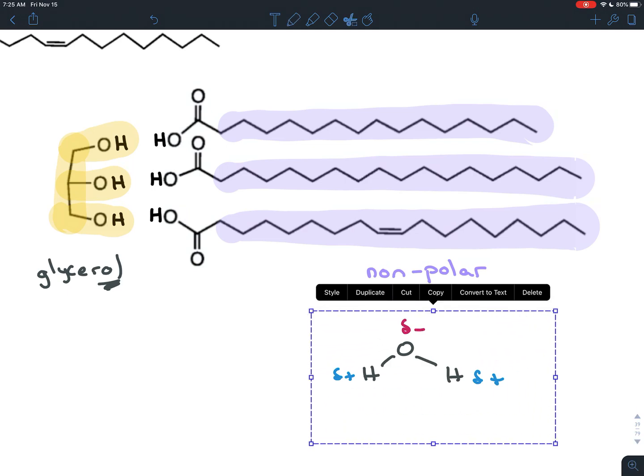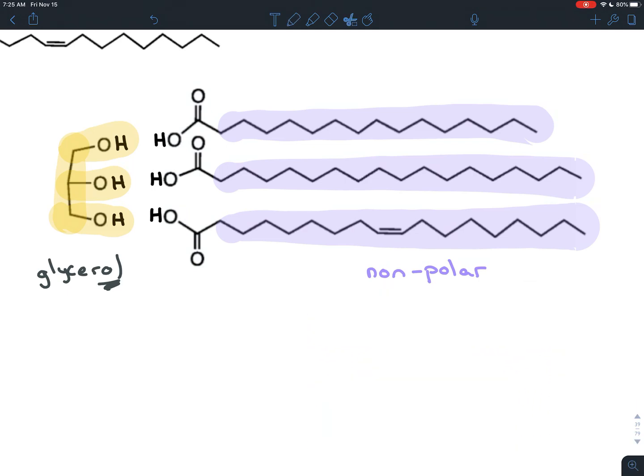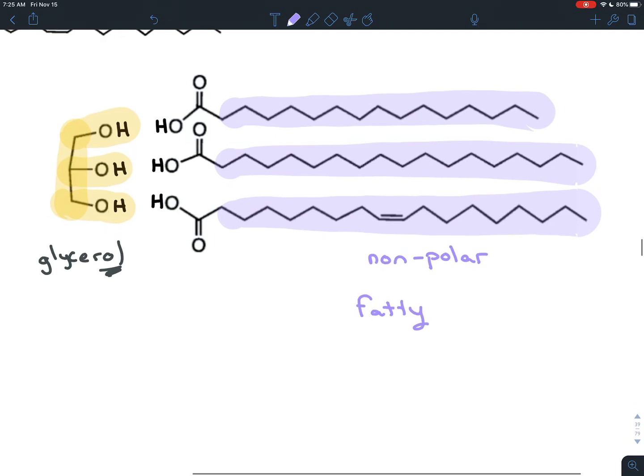These nonpolar hydrocarbon tails are fatty. The word fatty is referring to their solubility. Fats and oils fall under a bigger umbrella called lipids, and lipids are any biological molecule that does not dissolve in water. So any non-polar biological molecule is a fat or an oil. And so here, these long tails are fats and oils.